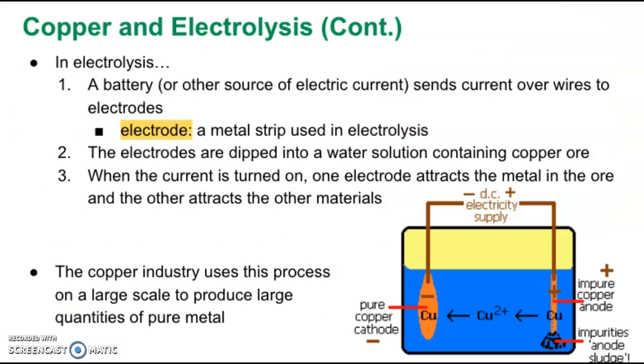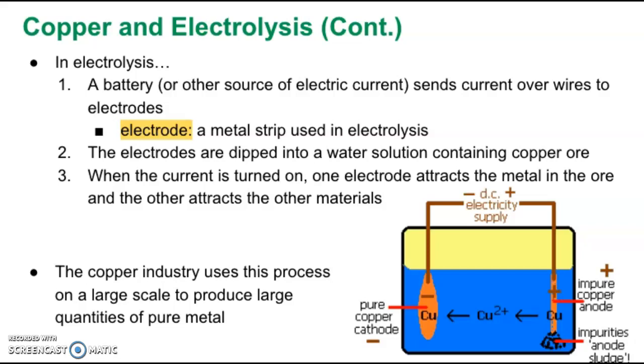Basically, what happens is a battery or some other source of an electric current is going to send those currents over wires to little metal strips, which we call electrodes. The electrodes are going to be dipped in or sitting in a water solution that has some copper ore in it, and all the other substances, elements that are combined to that copper. When the current's turned on, one electrode is going to sort of act as a magnet to catch the pure copper from the solution, and the other electrode is going to sort of act like a magnet to catch all the other stuff.